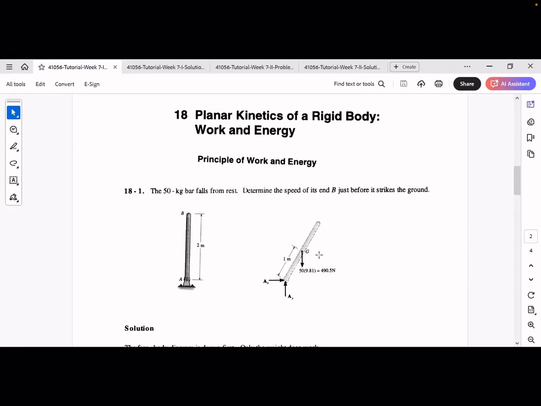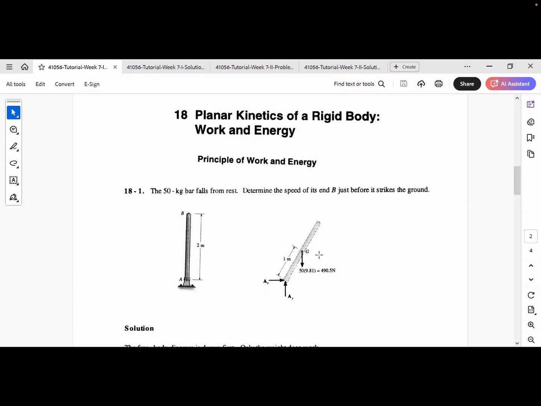And we are going to go through some tutorial questions. The topic for this week is planar kinetics of a rigid body. We are going to look at the principle of work and energy, and also at the conservation of energy. The principle of work and energy always applies, whereas the conservation of energy applies only when we have conservative forces.